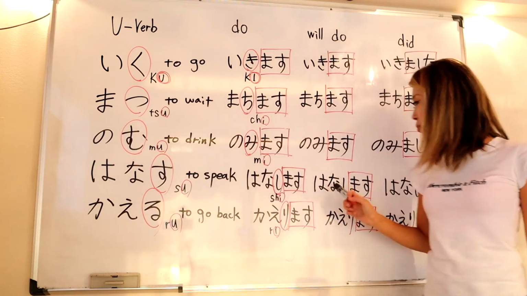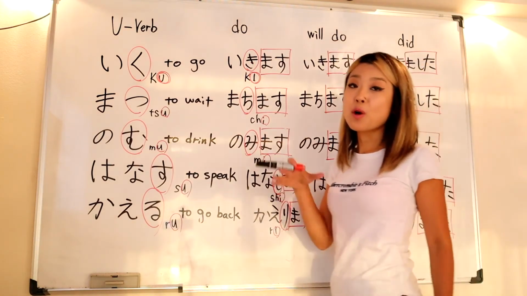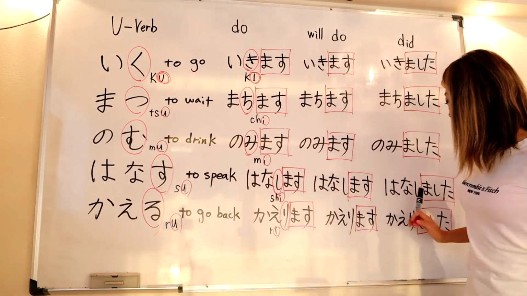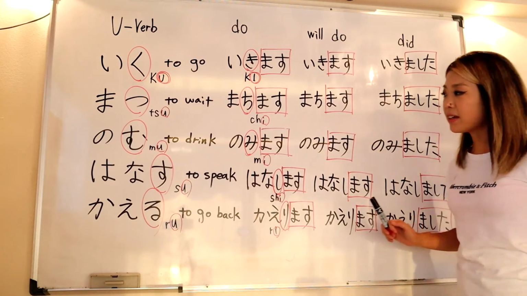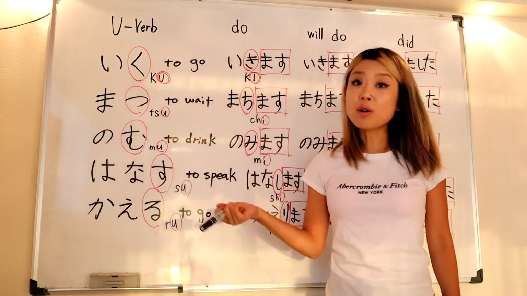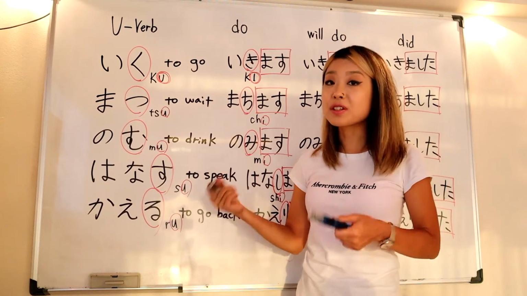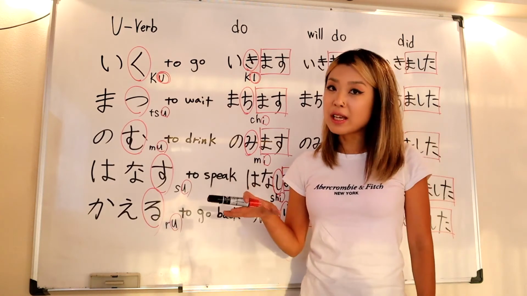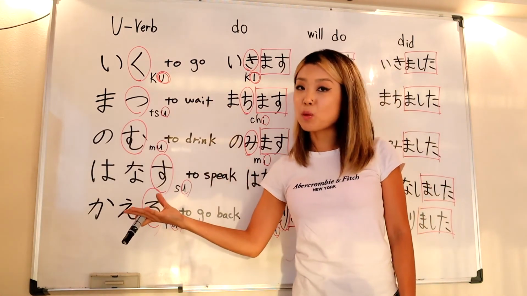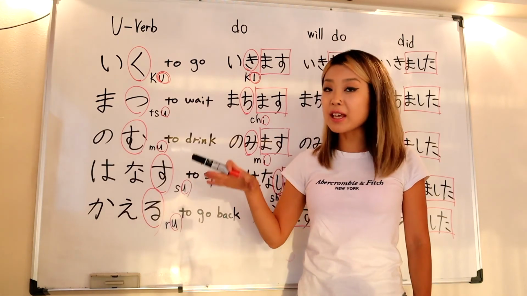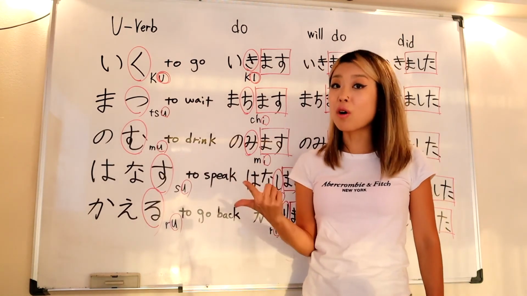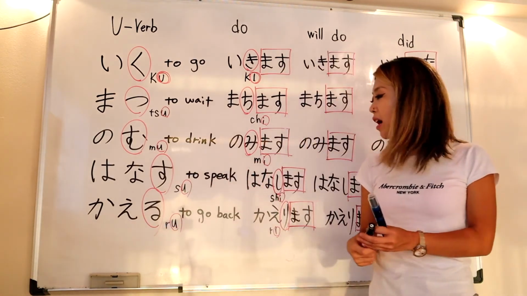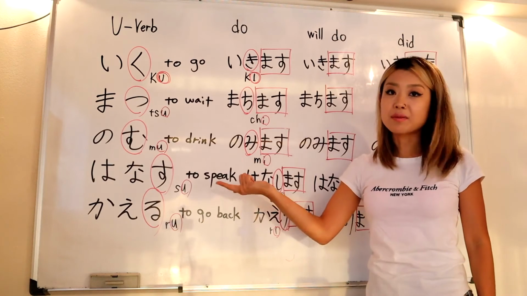I will speak, 話します。話しました。I spoke with my friend yesterday. So, I spoke, okay? 話しました。And, 帰る. Go home. Go back. Come back. Return. Actually, there are quite many ways to translate it in English. Usually, you go back somewhere, the place that you usually stay, like office or your home, generally. So that's why 帰る. Go back to my place. Either office or home.